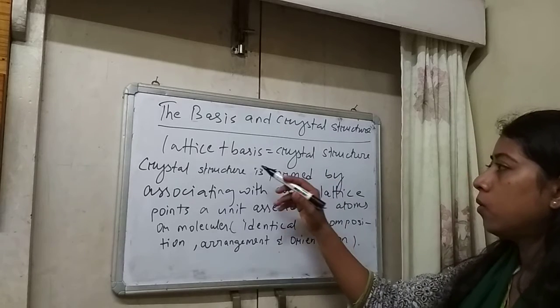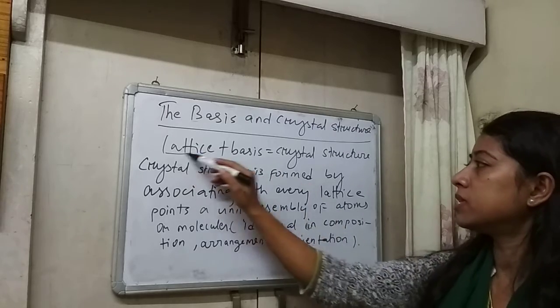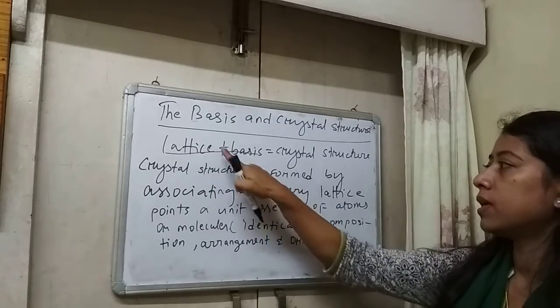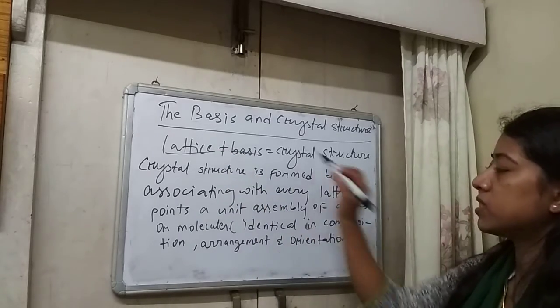So, how is a crystal structure formed? In order to form a crystal structure, these two things have to be achieved: lattice plus basis. So lattice plus basis is equal to crystal structure.